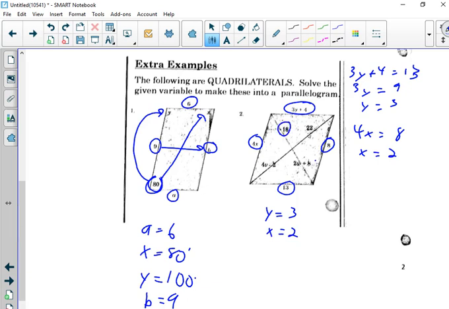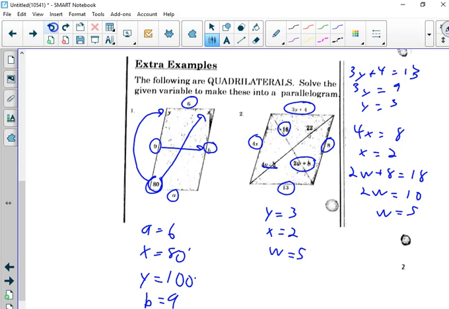Here we have 18, and here we have 2w plus 8. So 2w plus 8 equals 18. Subtract 8, 2w equals 10. Divide by 2, w equals 5. I don't know why I started writing out the word equals.